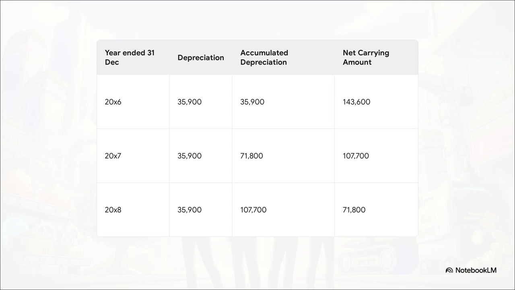Look at the schedule. Notice how the depreciation column stays exactly the same every single year. But watch the accumulated depreciation. It grows. It goes from $35,900 up to $71,800 and then up to $107,700. Meanwhile, the net carrying amount, which is the true value left on your books, shrinks year by year. It's literally like a seesaw. One goes up, the other goes down.